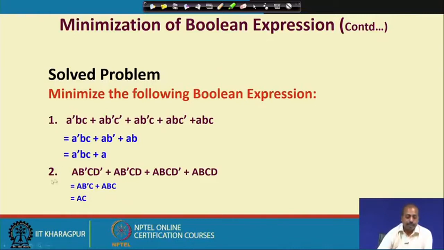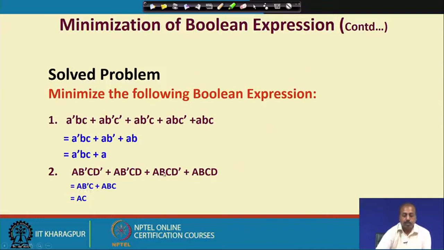Similarly, if we take another example, a b bar c d bar plus a b bar c d plus a b c d bar plus a b c d. Here also, if you take a b bar c common from the first two terms, you will get a b bar c into d bar plus d. So, d bar plus d is equal to 1, and you get a b bar c.